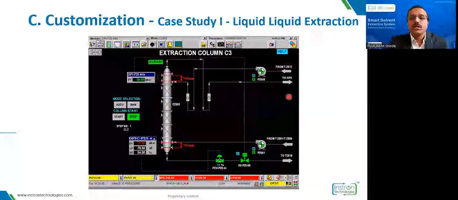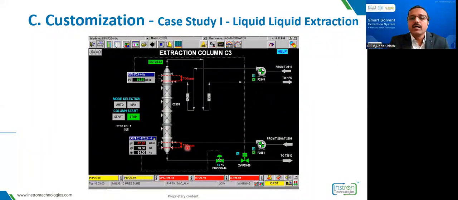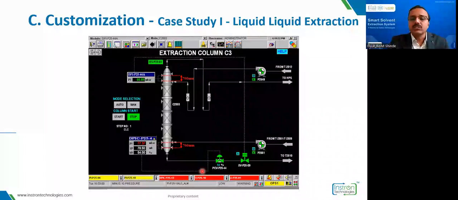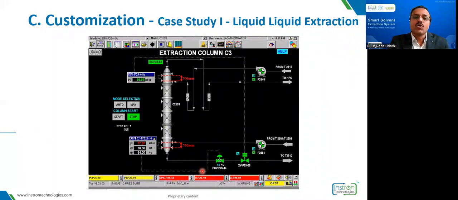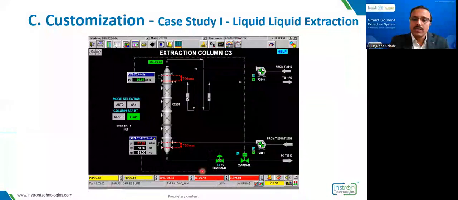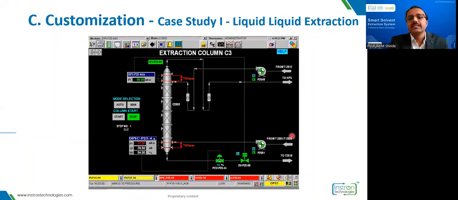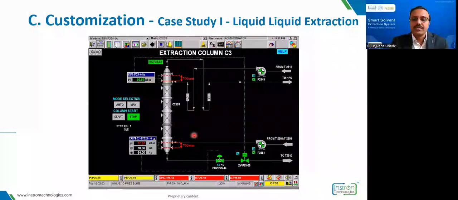Here you can see the MDC is fed from the top and the feed is from the bottom. Because of the density difference, water was collected from the top, and a mixture of MDC and DMAc was collected from the bottom continuously. In the next distillation column, the DMAc and MDC were separated, and the MDC was recycled back to this column. So this is a typical example of liquid extraction. And because of these IoT capabilities, we could commission the plant by sitting in our office.